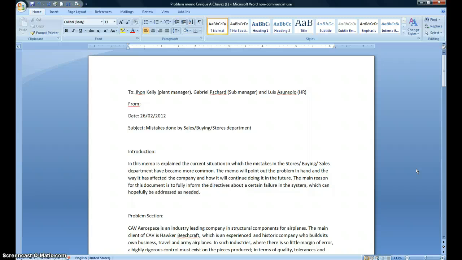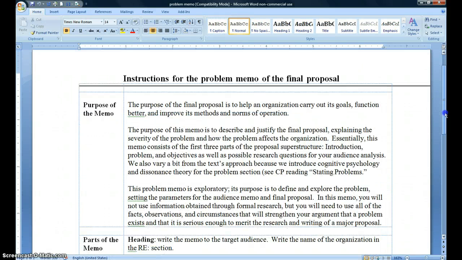And it gives you an idea of what I'm looking for. If you go back to the criteria sheet, you'll see that I give you the instructions for this assignment based on the format. Go through this very carefully, but you'll see how I evaluated those 2 was based on this assignment sheet. The purpose of the final proposal is to help an organization carry out its goals, function better, improve its methods and norms of operation.